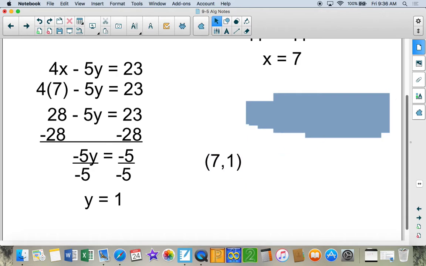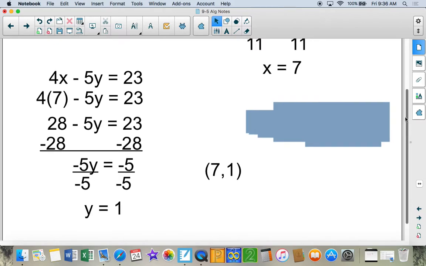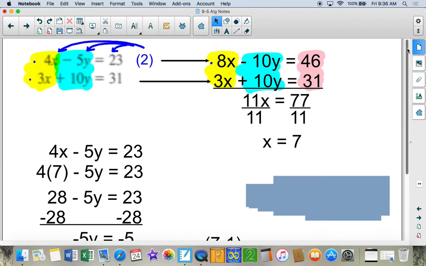And my solution is 7, 1. My x value is 7. My y value is 1. And that is the solution to the system of two equations. It's the only value that is true for both equations, for this equation and this equation. If we plug in 7, 1 in the top equation, we get 23 equals 23. If we plug in 7, 1 to the bottom equation, we're left with 31 equals 31.